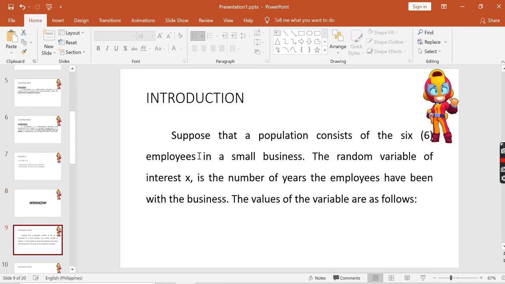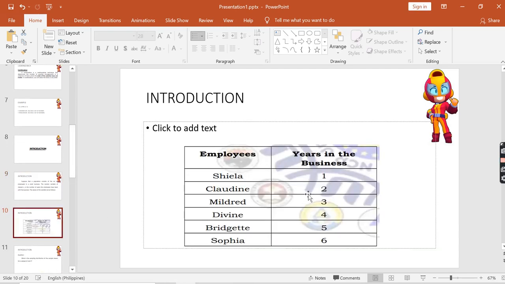So a simple question here. Suppose that the population consists of 6 employees in a business, and the random variable of interest, let's say we represent the variable as x, is the number of years the employees have been with the business. Remember that. Our interest here is how long an employee has been working in a business. So the values of the variable are as follows. We have here a table.